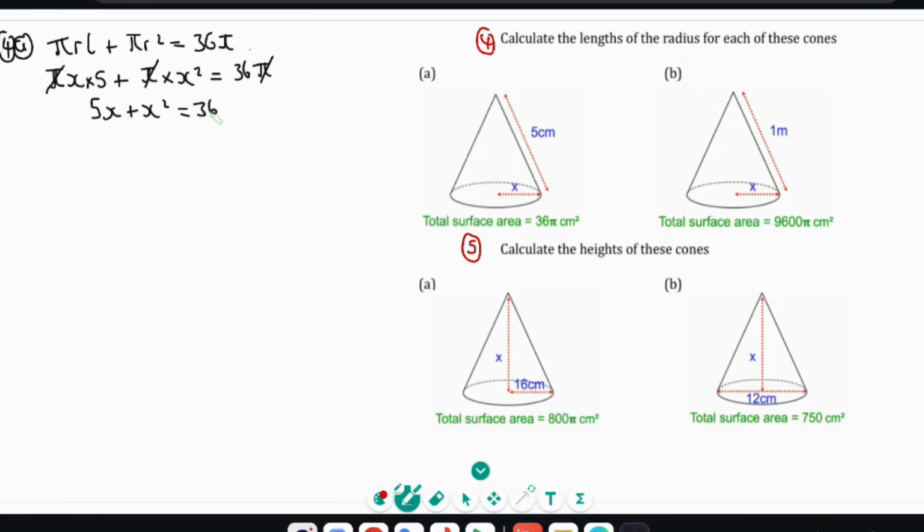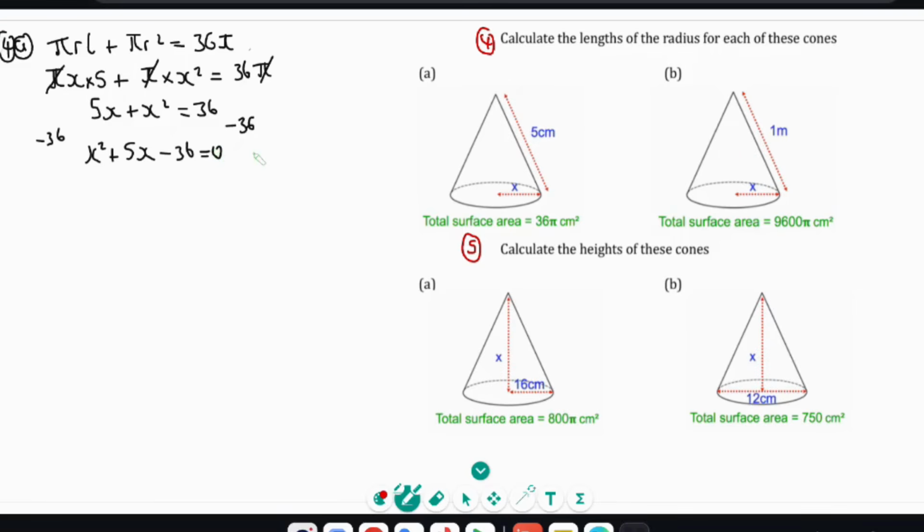Now we have a quadratic equation here. Quadratic equations need to be equal to 0. I'm going to take 36 off both sides. How did I know it's quadratic? Because it's got an x squared term as the highest power. So x squared plus 5x minus 36 is equal to 0.